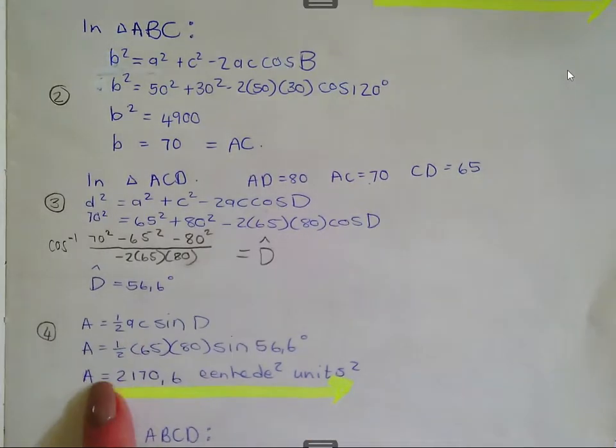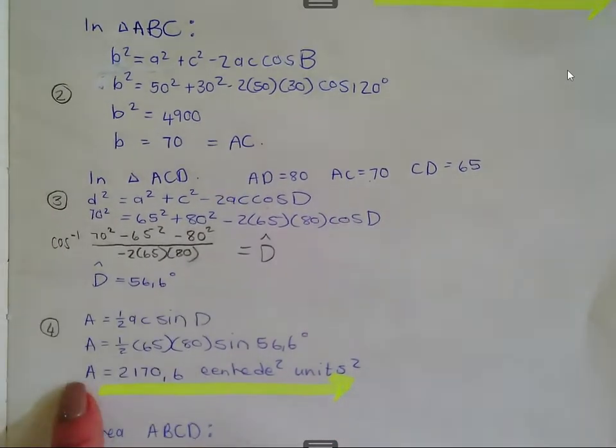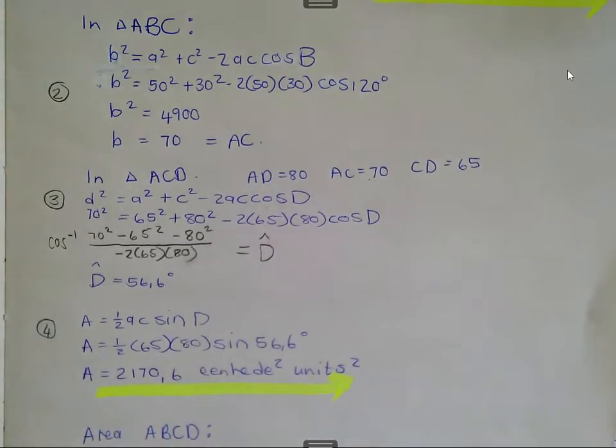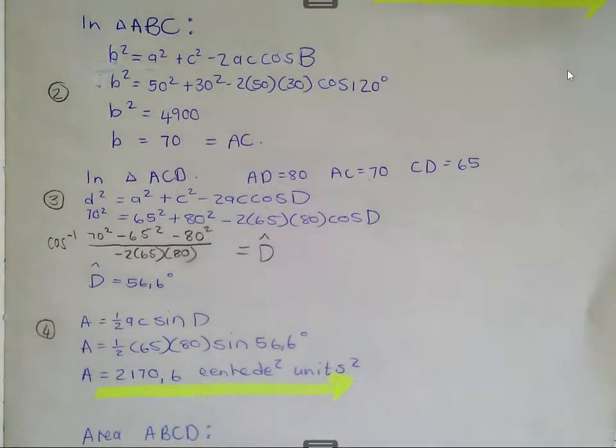Once you have that angle, you can substitute. This is now my fourth sum, for the area of triangle ACD, and then you find the area to be 2,170 units squared. So it doesn't matter which angle you chose there, A, C or D, your area should be around about the same value if you did everything correct. Is there someone that chose a different angle and also got the same area? Are you all right with that?